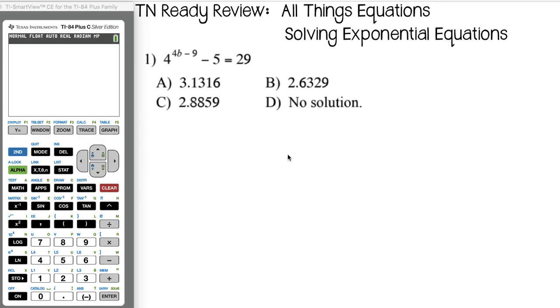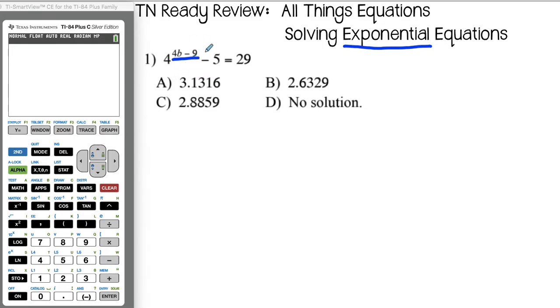Okay, so when I look at this equation, one of the first things that I notice is that my exponent contains the variable. So that's what makes this an exponential equation, when my variable is contained in the exponent.